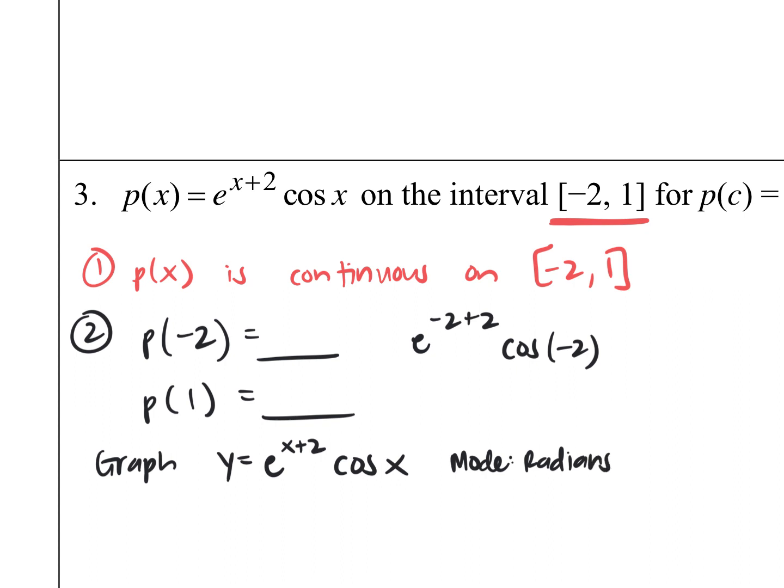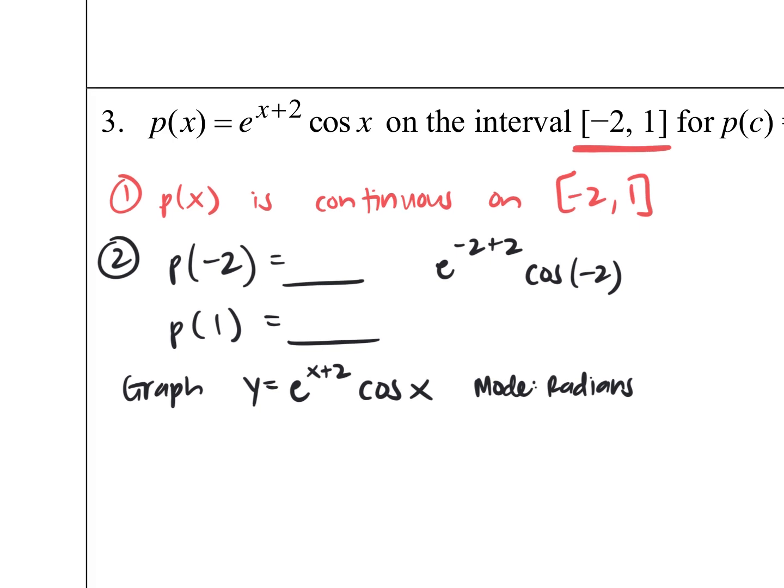So on your graphing calculator, really quick, I want you to graph under your y equals e to the x plus 2 times the cosine of x. So mode is in radians. So after you've graphed that, now we can find the values at -2 and 1 by clicking on a few buttons. To figure out what it equals at -2, you hit second trace.